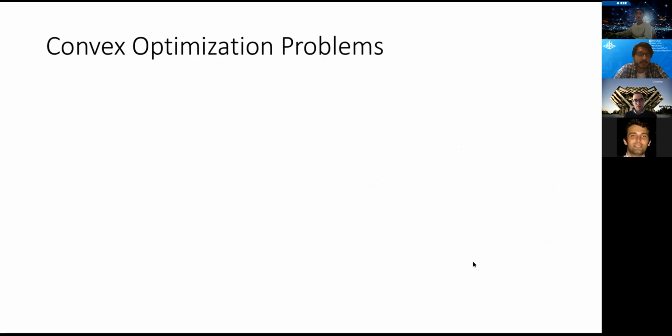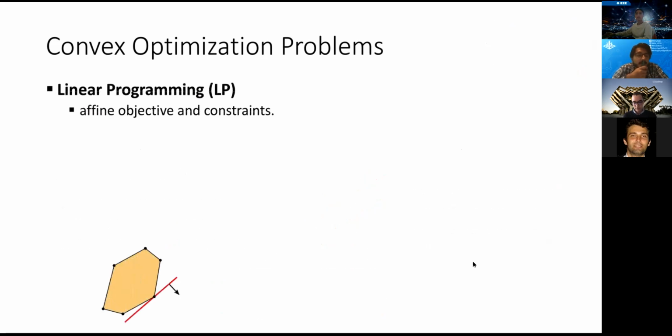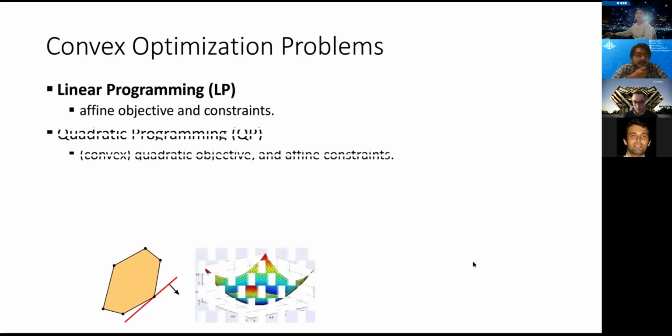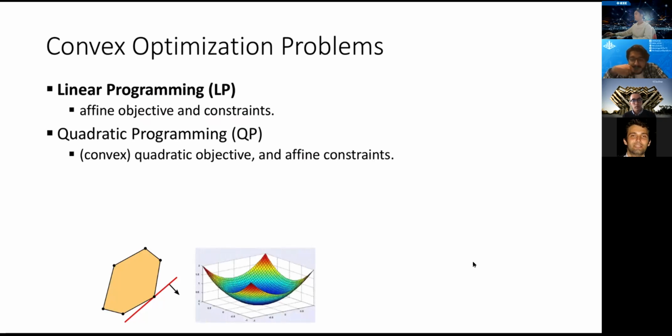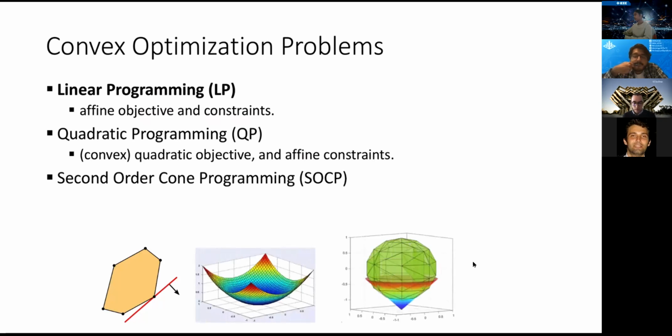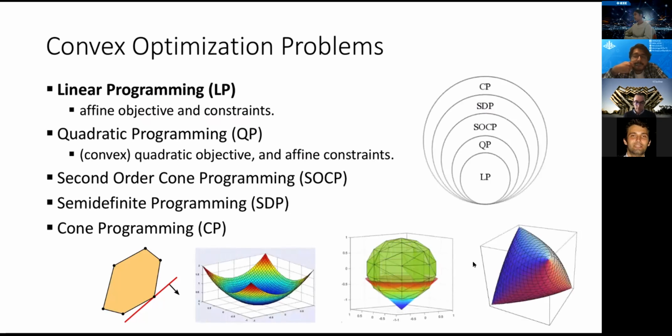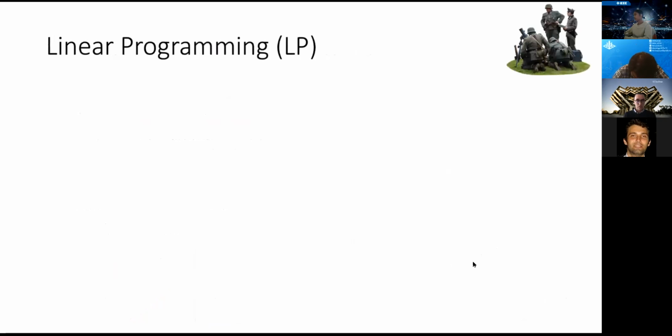So there are different types of convex optimization problems. So we will focus today on linear programming, where we have linear or affine objective and constraints, okay? You can see quadratic programming. So in quadratic programming, as opposed to linear programming, we have convex quadratic objective function, but our constraints are still affine. You can come across second order cone programming, semi-definite programming, or cone programming. I will not go into detail of these problems. So let's start with the linear program.